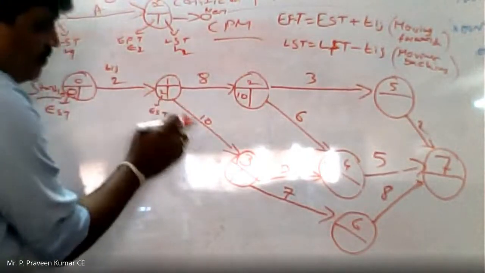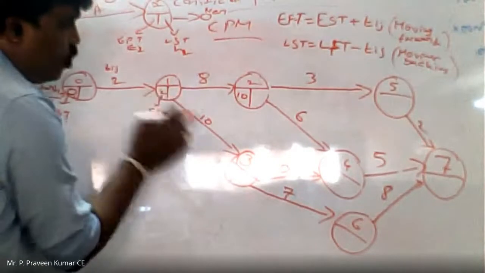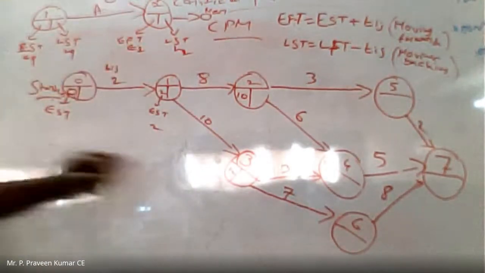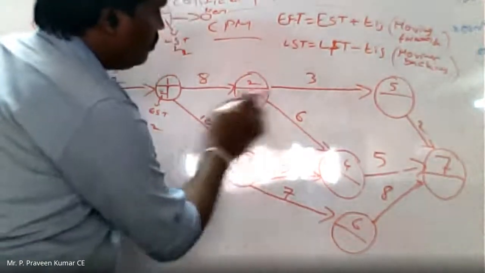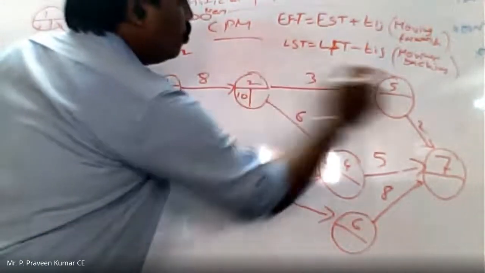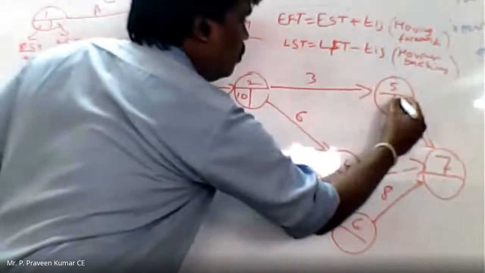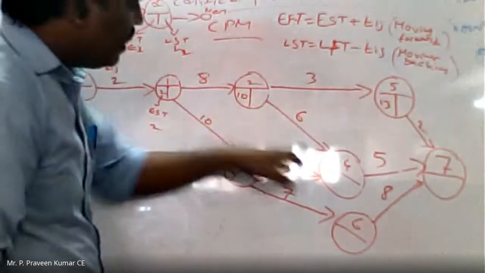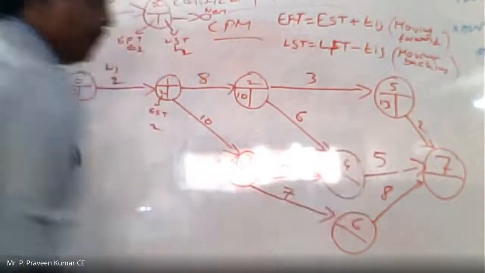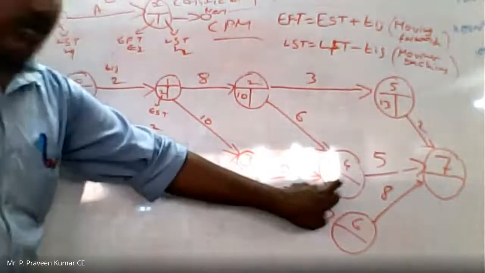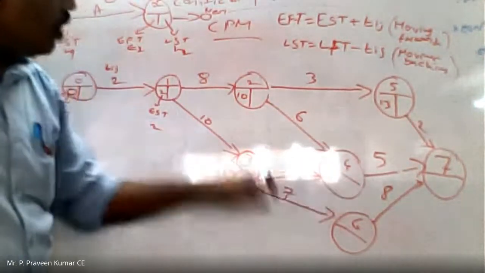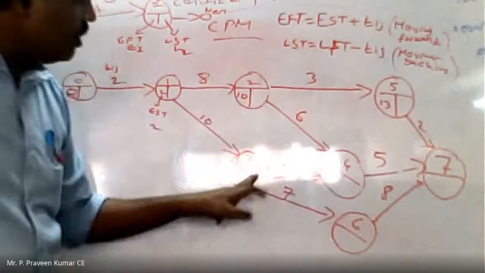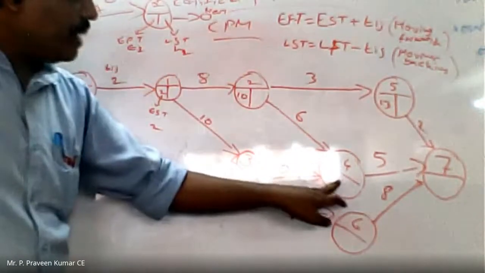Now, see here. When we come to the 1, 2, 3 activity, 2 plus 10 equal to 12. Next, when we come to 2 to 5, 10 plus 3 equal to 13. Now, here there will be a problem. For the same node, you need to observe, 2 activities are merging. That is, from 2 to 4 and 3 to 4, 2 activities are merging on the same node.